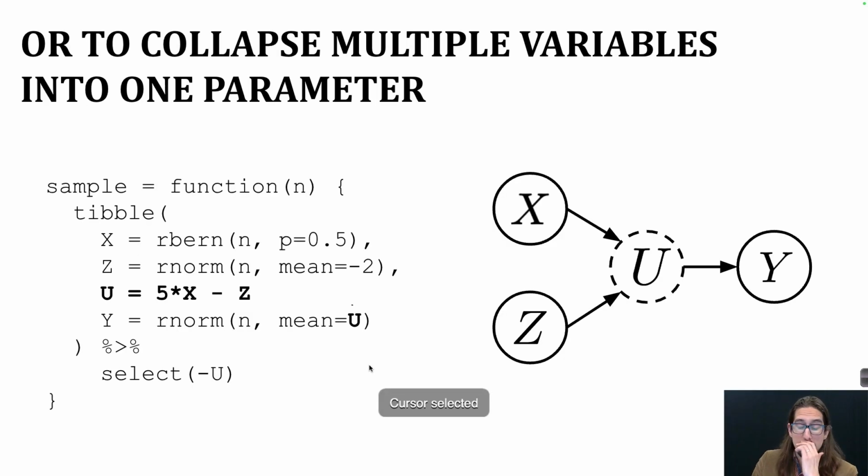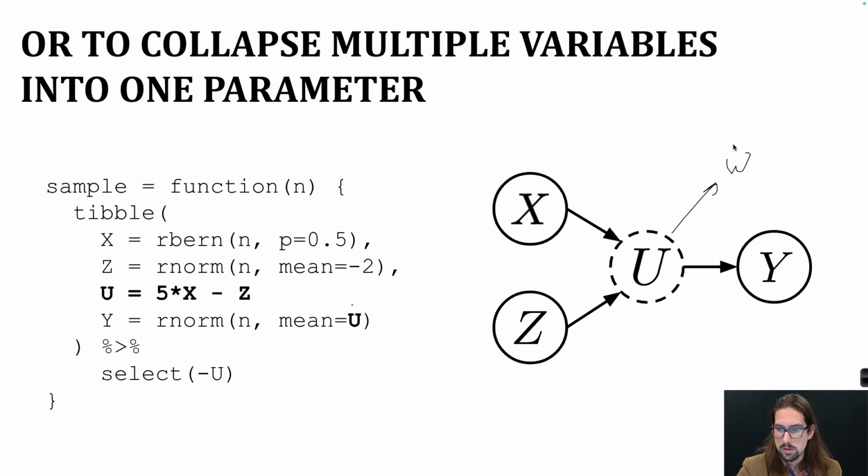Okay. Another handy use of these hidden variables is to collapse multiple variables into one parameter. So in this scenario, I have x and z, which are things that I'm generating marginally, and then u is kind of matching them together. So here I'm saying u is 5 times x minus z, and then y is some random variable whose mean depends on u. So I could have just copy-pasted 5x minus z here, right? But maybe there's another variable, q or w or something, that also depends on this kind of shared latent variable. And so then this would be helpful as an intermediary.